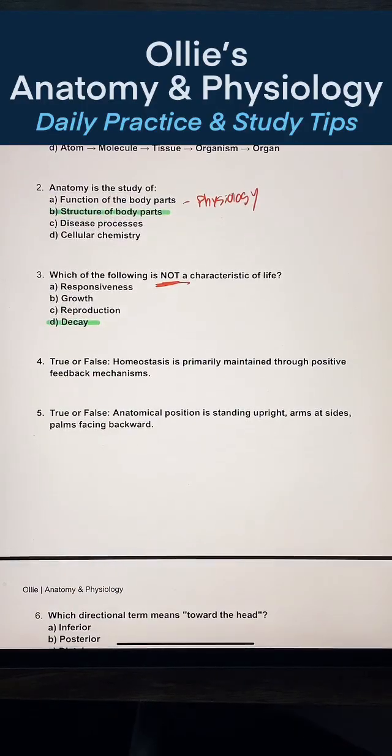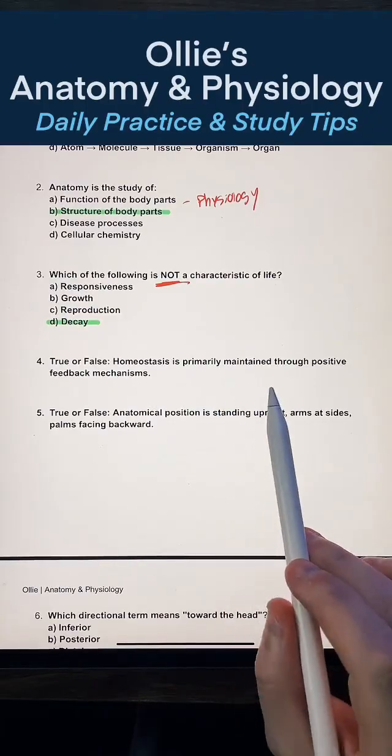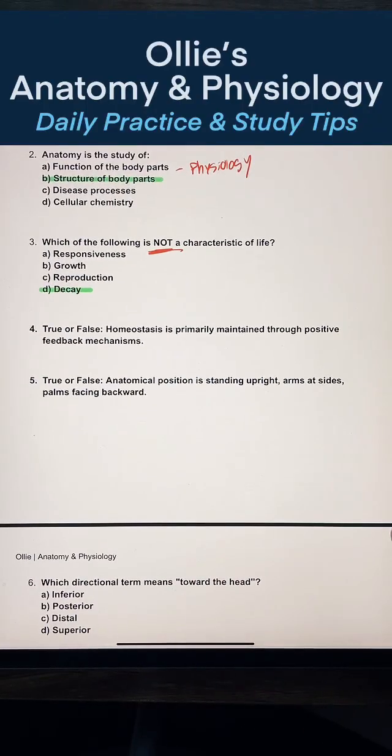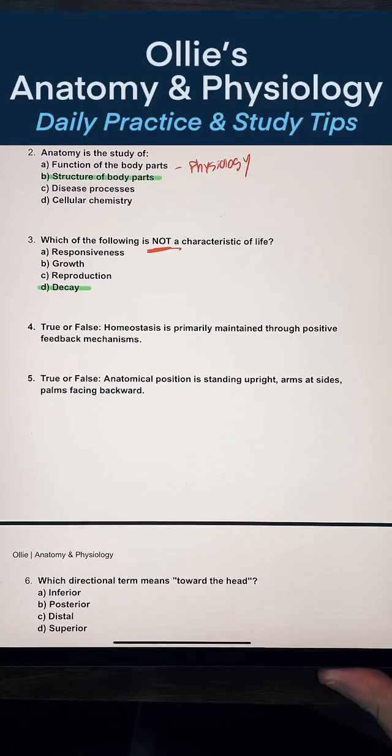Number 4, we have a true or false question. Homeostasis is primarily maintained through positive feedback mechanisms. True or false? Which one would that be? You can put T or F or just comment true or false, whatever you guys think that one would be.